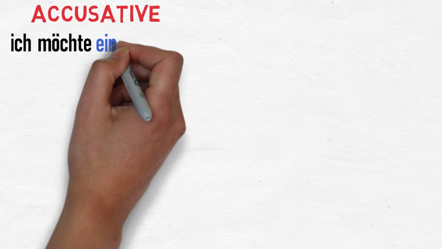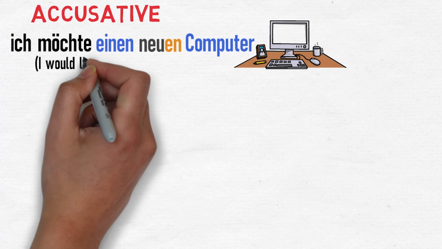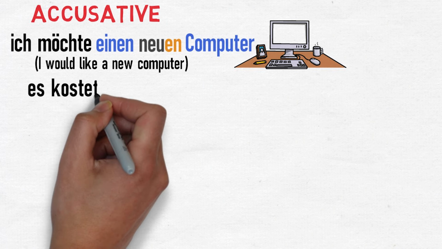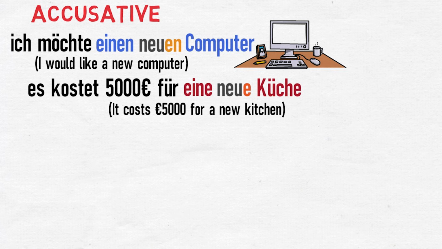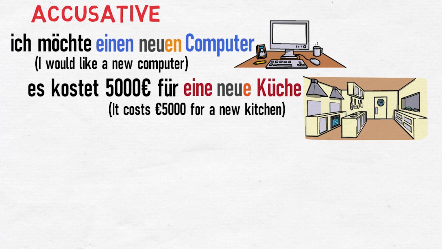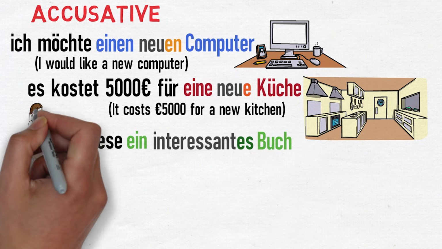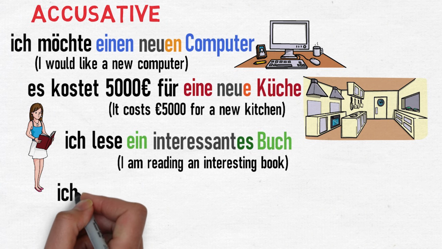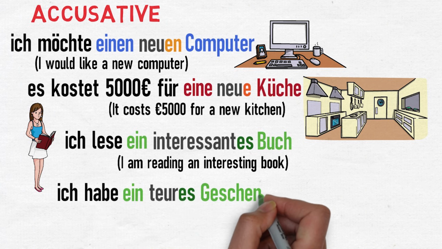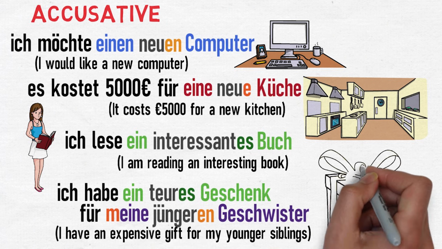For the accusative case, examples are ich möchte einen neuen Computer. I would like a new computer. Es kostet 5.000 Euro für eine neue Küche. It costs 5,000 euros for a new kitchen. Ich lese ein interessantes Buch. I am reading an interesting book. Ich habe ein teures Geschenk für meine jüngeren Geschwister. I have an expensive gift for my younger siblings.